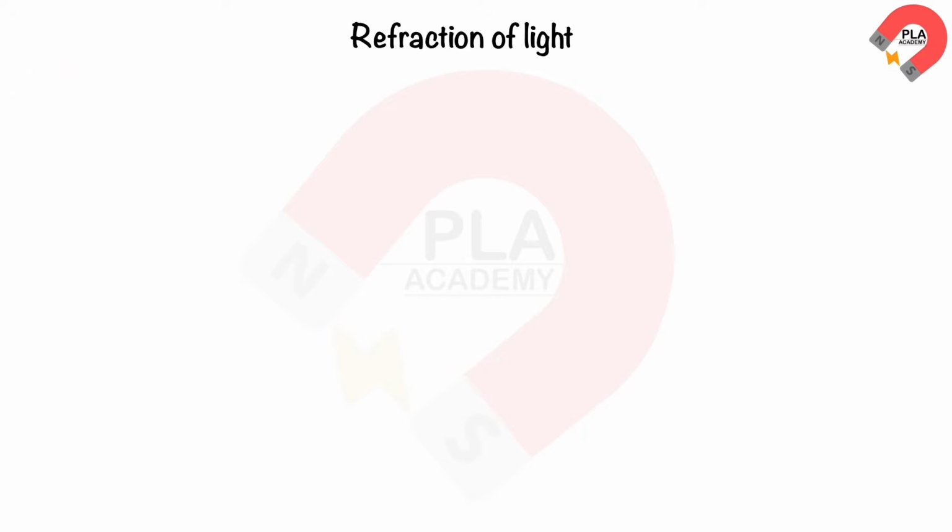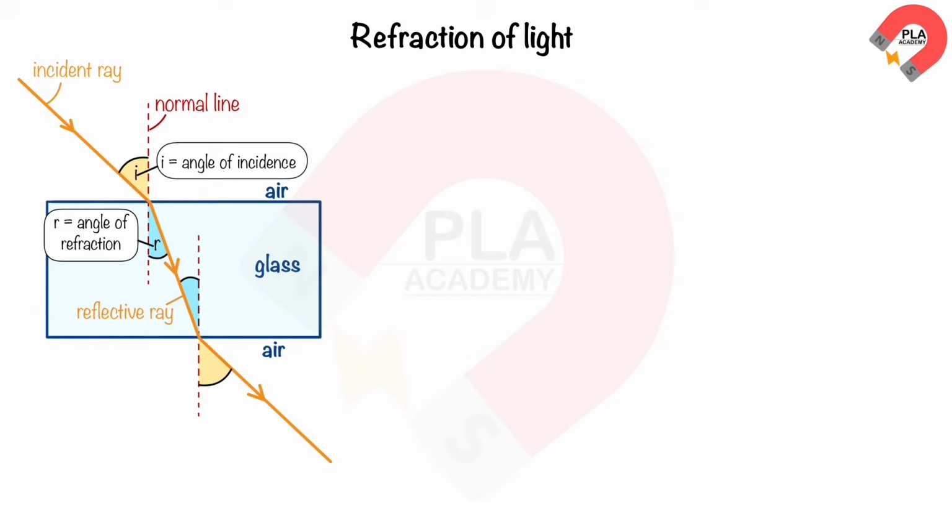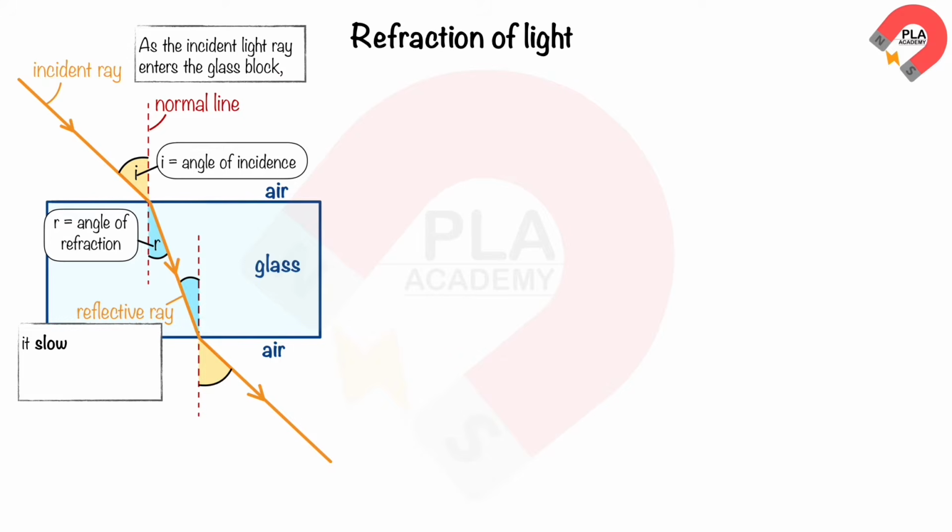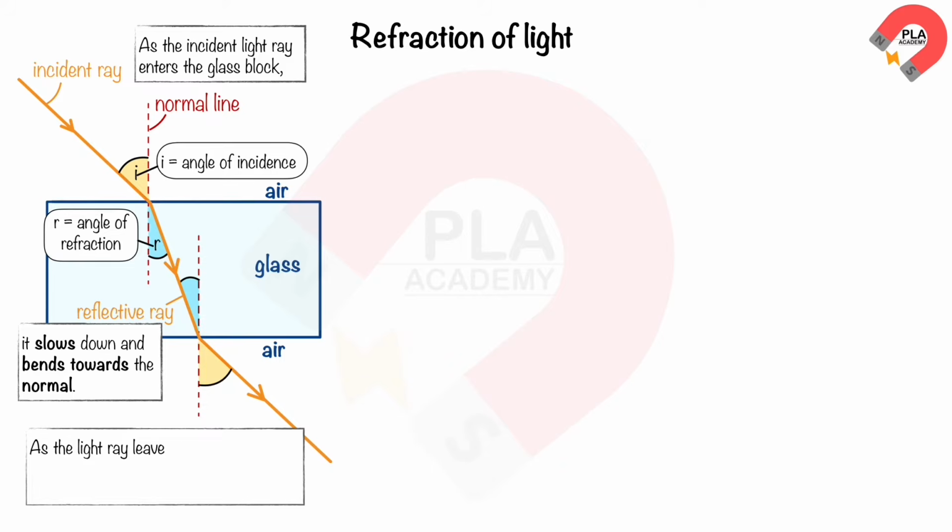Refraction of light. Light will refract when it travels through transparent materials, such as glass. Angle of incidence is denoted by I. Angle of refraction is denoted by R. As the incident light ray enters the glass block, it slows down and bends towards the normal. As the light ray leaves the glass block, it speeds up and bends away from the normal.